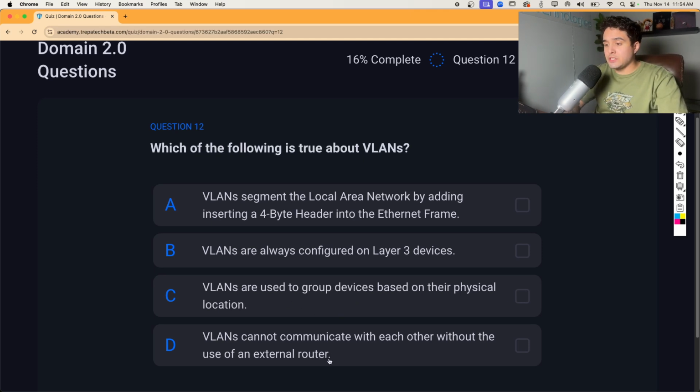VLANs can communicate with each other. Well, it's not necessarily, they don't, because they can have a multi-layer switch that has SVIs created on it.